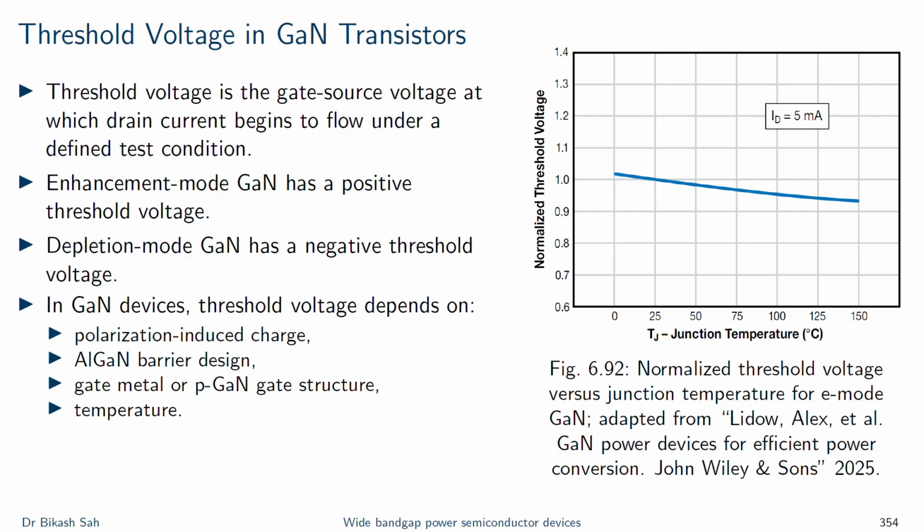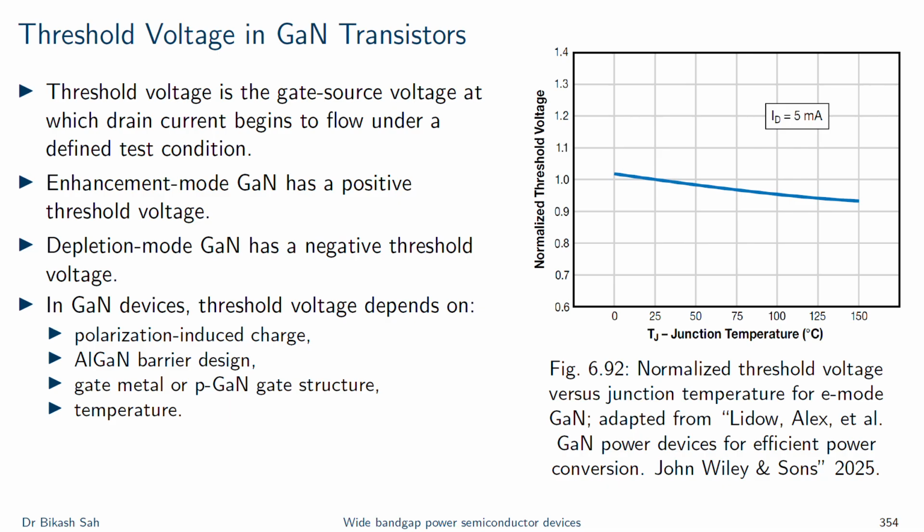This slide, the plot actually, shows directly what I want to say. In general, E-mode GaN has a positive threshold voltage, while depletion-mode GaN has a negative threshold voltage. In GaN, threshold actually depends on the polarization charge, AlGaN barrier design, gate stack, p-GaN layer if present, and temperature.